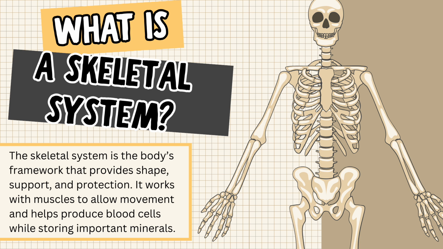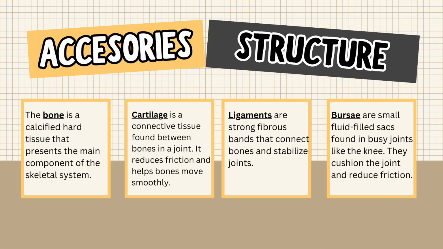It also works closely with the muscles to allow movement, helping us walk, run, sit, and do daily activities. In addition to that, the bones produce blood cells inside the bone marrow and store important minerals like calcium that keep the body strong and healthy. The major tissues and structures found in bones and their basic functions.